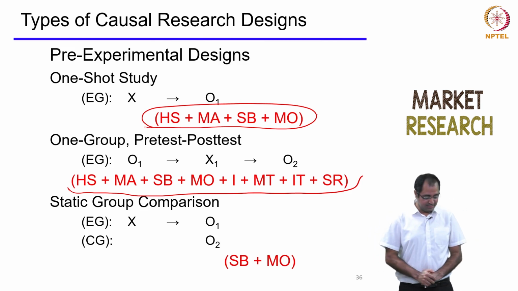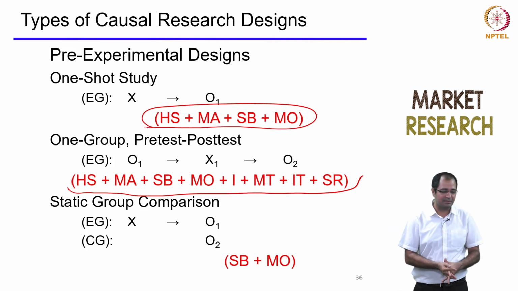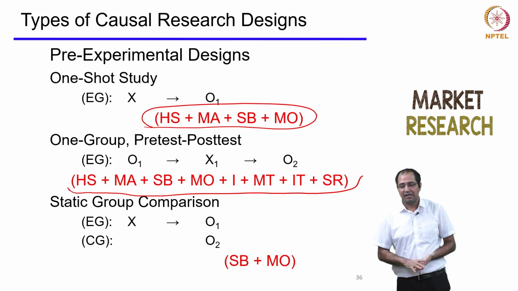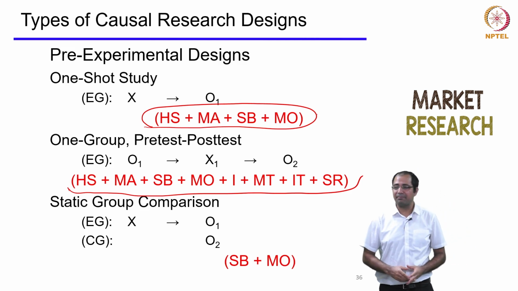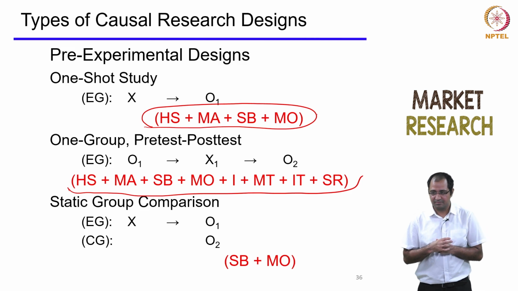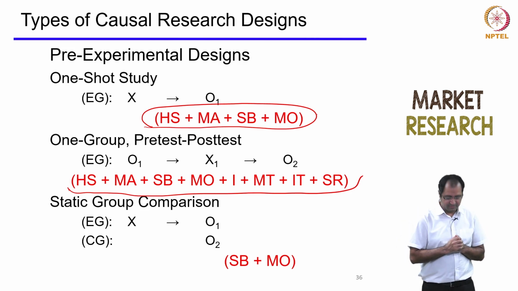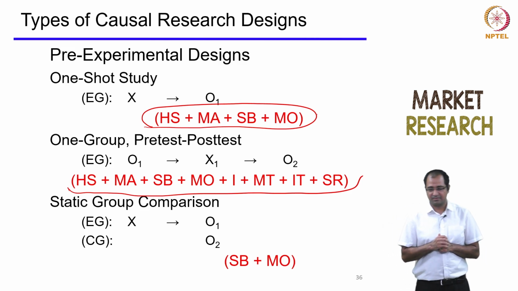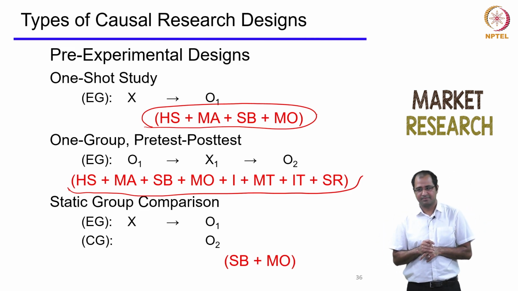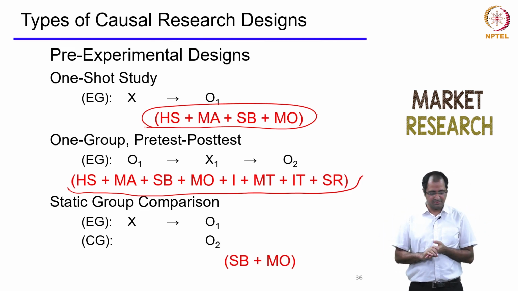The last one is static group comparison. So the control group has come. Generally it doesn't come in pre-experiment, but this is one of the cases. What is happening in static group comparison? Who will tell me? So we take two groups, one control group and one experimental group. We subject the experimental group to the treatment and then take observations. Control group, no treatment, we just take observations.